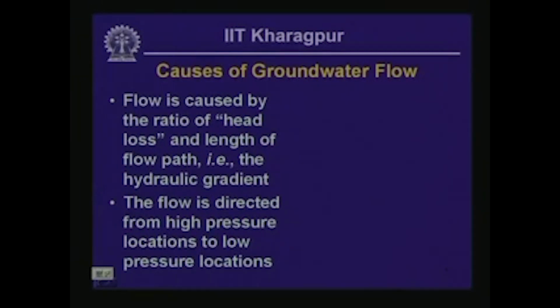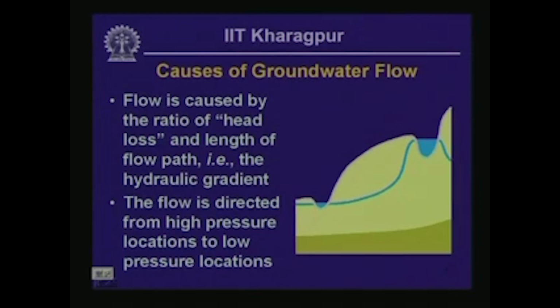Then the second thing that actually triggers groundwater flow is that flow is directed from a location of higher pressure to a location where the pressure is comparatively smaller. Okay. So, this one here is applicable in case of both artesian groundwater flow as well as non-artesian or water table type groundwater flow. Let us look at the details.